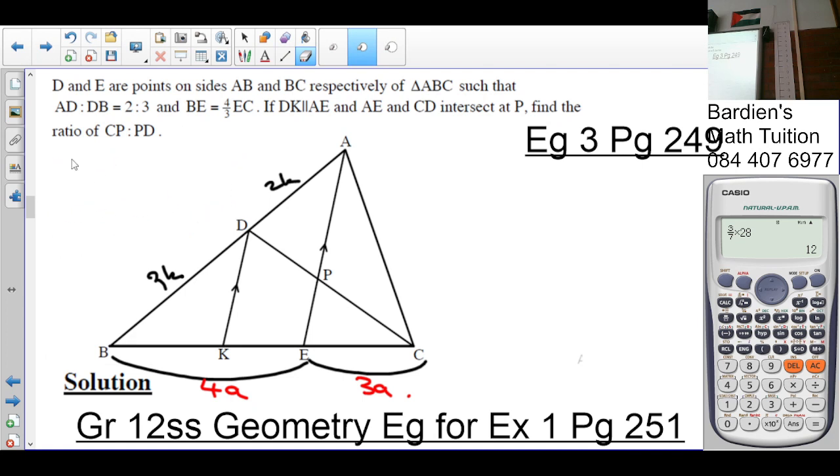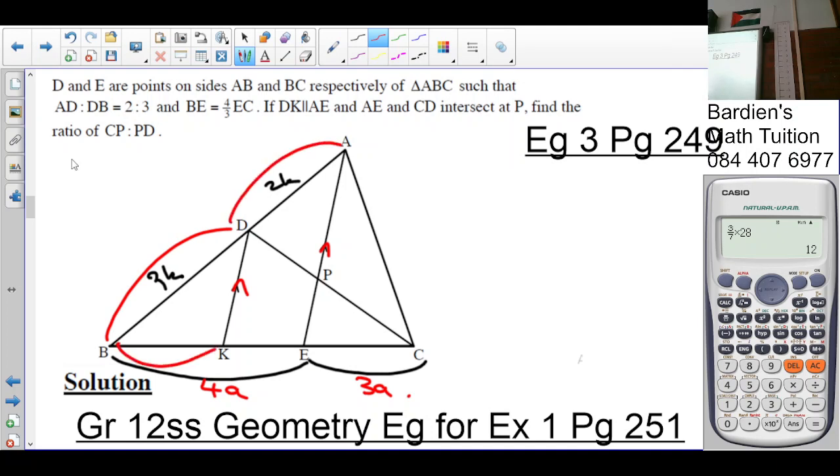Take that up. Then we are told that DK is parallel to AE. DK is parallel to AE. So if those lines are parallel, we know that that over that is equal to that over that, and so on and so on. You guys understand?